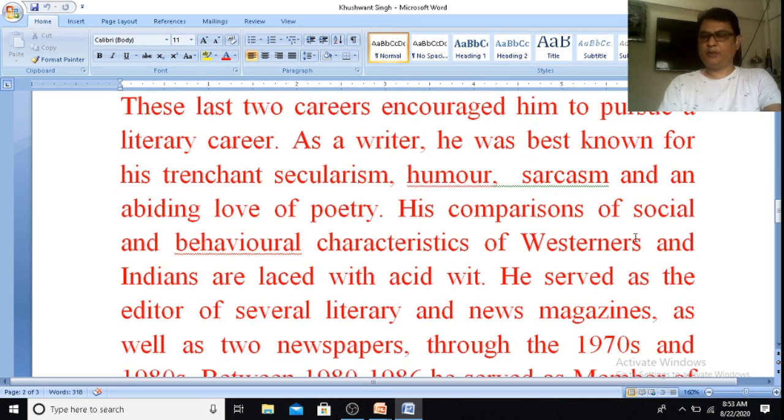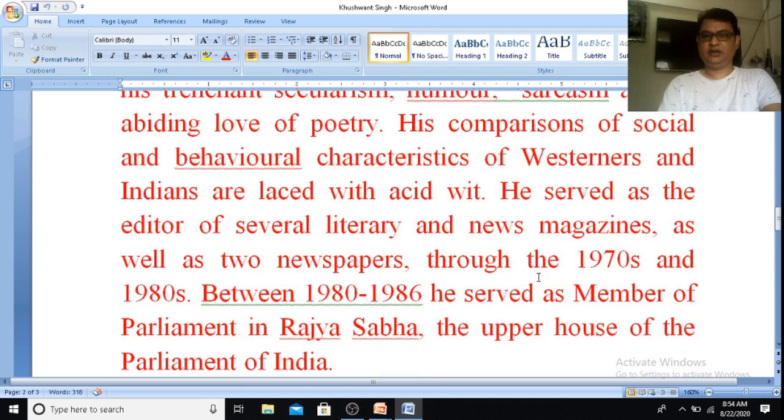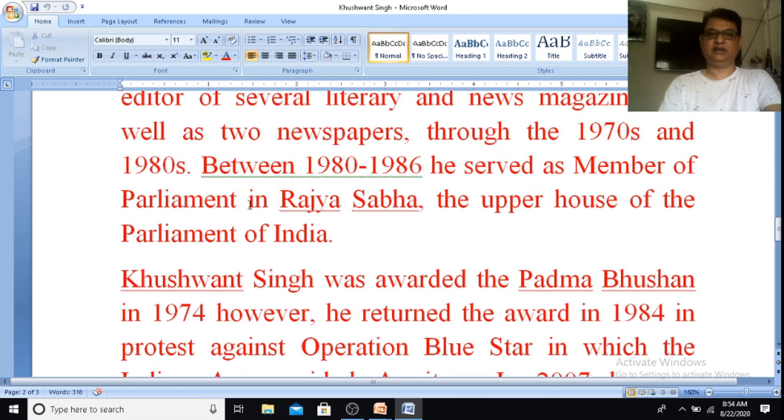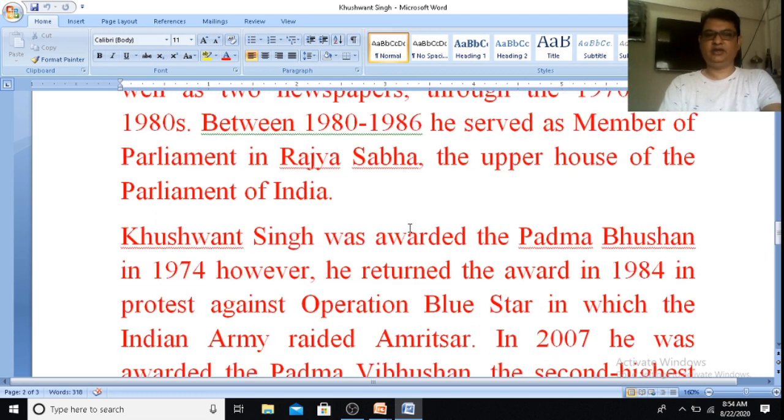His comparisons of social and behavioral characteristics of Westerners and Indians are laced with acid wit. He served as the editor of several literary and news magazines, as well as two newspapers through the 1970s and 1980s. Between 1980 and 1986, he served as Member of Parliament in Rajya Sabha, the upper house of the Parliament of India.